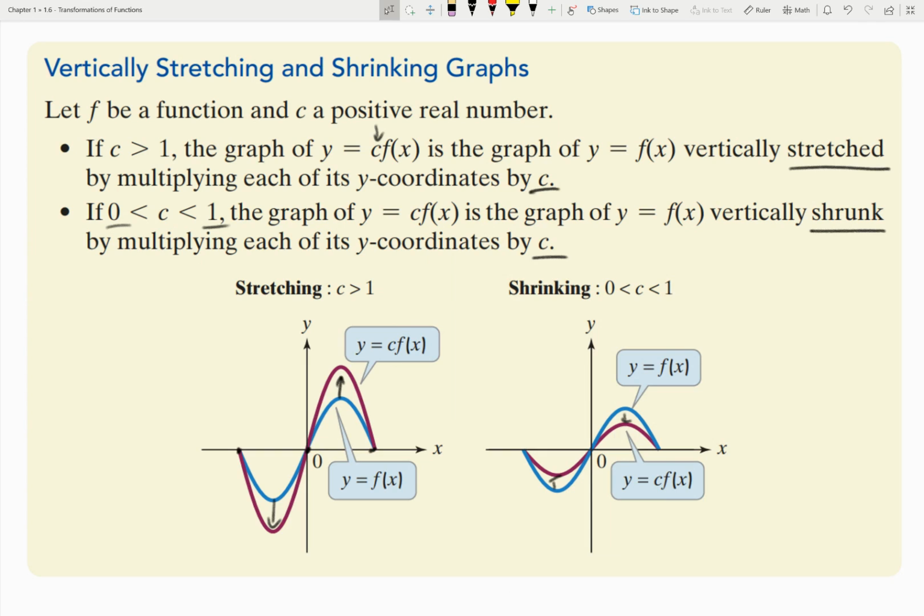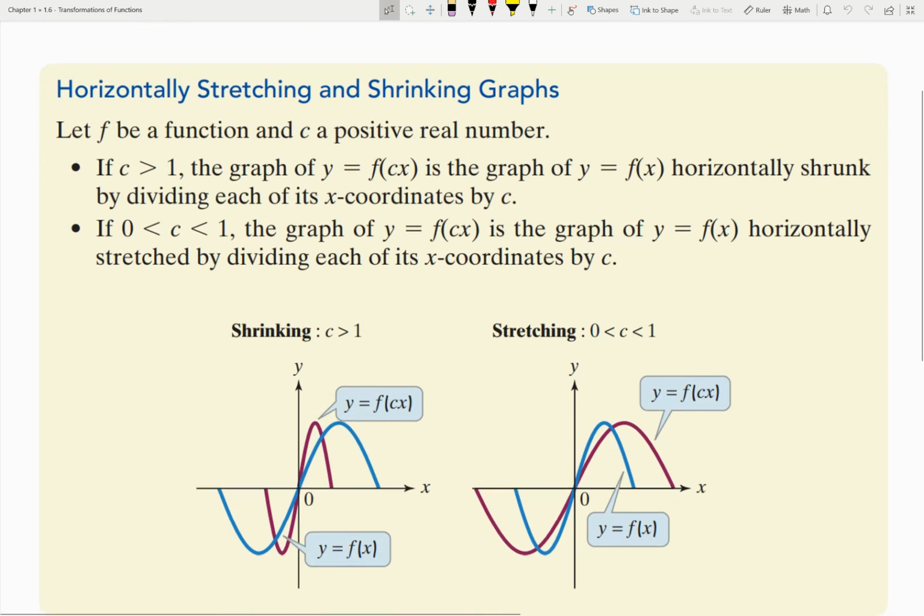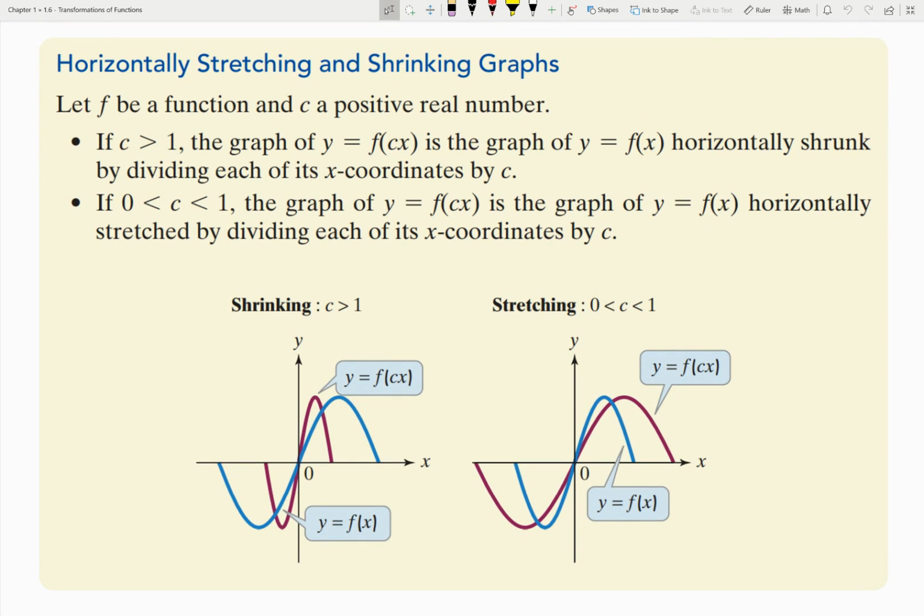Look at this picture carefully. You're pulling the graph vertically. You're smushing the graph vertically closer to the x-axis. With horizontal stretches and shrinking, you're pulling the graph closer or further away from the y-axis. And the things that we are multiplying by are now going to be inside the function, and numbers bigger than 1 shrink it. Numbers between 0 and 1 stretch it.